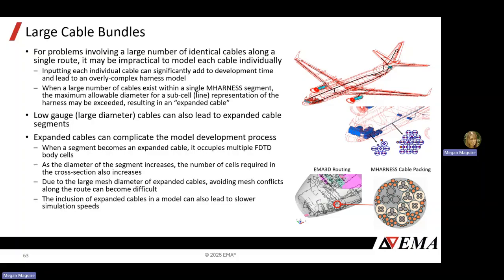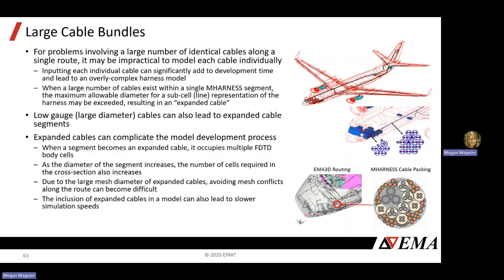What this means is basically the mesh of your cable expands into multiple cells. Under a certain point, it's a subcell representation. The mesh will be the same as the line that you see, or what the solver sees will be the same. It won't take up multiple cells. It's on those lattice points for your mesh. However, when it expands into multiple cells, it's actually taking up those FDTD body cells.